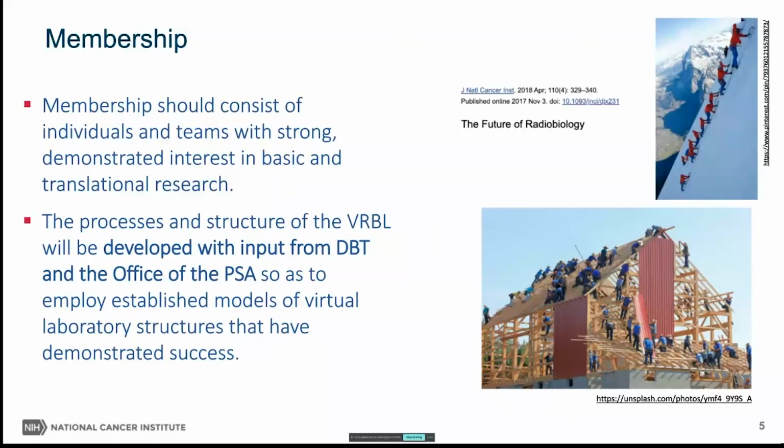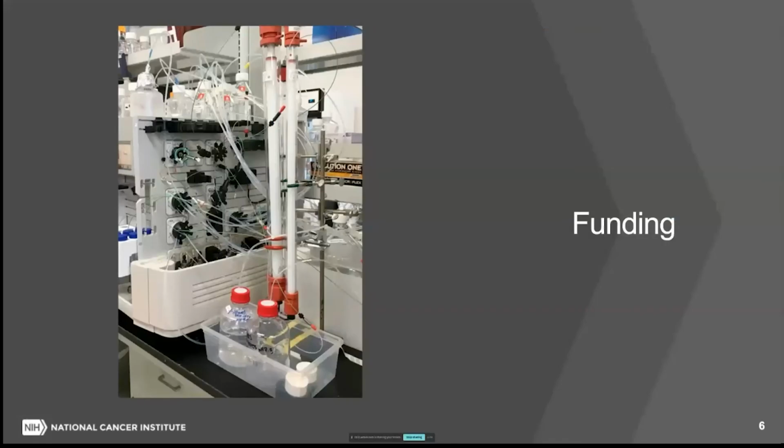And finally, the JNCI paper, you see, The Future of Radiobiology, which was senior authored by Eric Bernhardt, one of our former RRP colleagues, really outlines some of the needs and such of radiobiology at this point in time in the globe. So funding, the next concept to talk about.